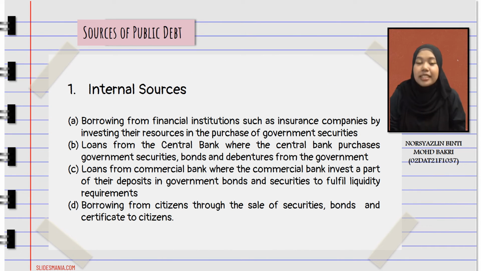Sources of public debts: internal sources. Borrowing from financial institutions such as insurance companies, by investing their resources in the purchase of government securities. Loans from the central bank, where the central bank purchases government securities, bonds and debentures from the government. Loans from commercial banks, where the commercial banks invest a part of their deposits in government bonds and securities to fulfill liquidity requirements. Borrowing from citizens through the sale of securities, bonds and certificates to citizens.